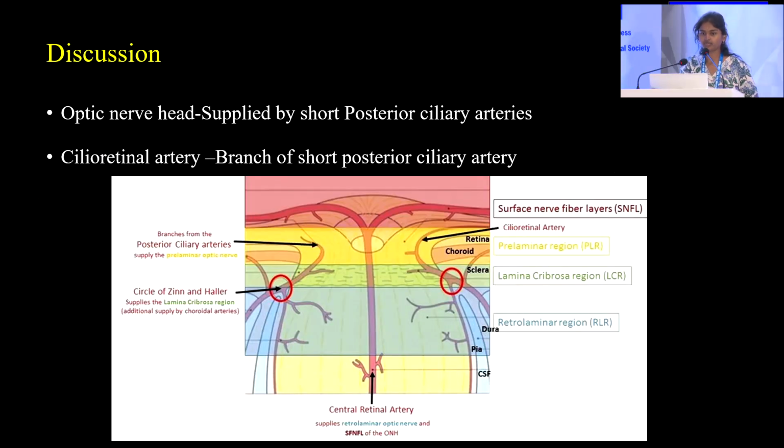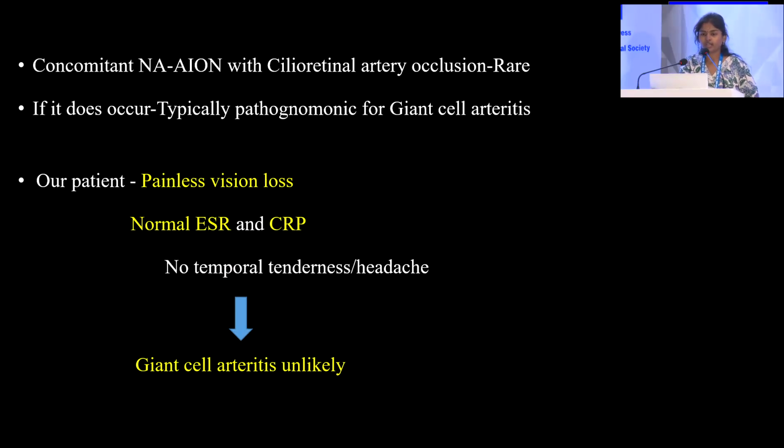Coming to the discussion, the optic nerve head is supplied by short posterior ciliary arteries, and the cilio-retinal artery is a branch of the short posterior ciliary artery. Concomitant non-arthritic anterior ischemic optic neuropathy with cilio-retinal artery occlusion is rare. Even if it does occur, it is typically pathognomonic for giant cell arteritis. Our patient had painless vision loss with normal erythrocyte sedimentation rate and C-reactive protein, making giant cell arteritis unlikely.